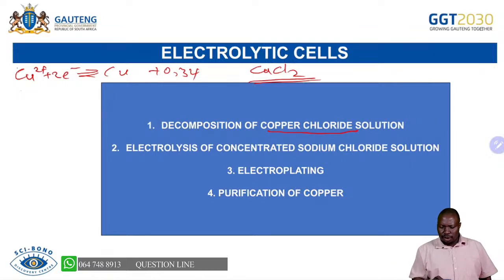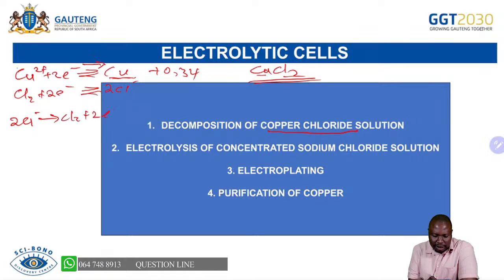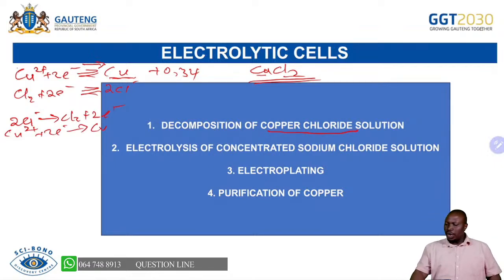You have your Cl2 plus 2 electrons forming 2Cl minus, and you are simply looking for 2 reactions that form copper and chlorine, which means the forward reaction of this one forms copper, so here you will write your arrow forward because it will form copper. And on this one, you will write the arrow backward, which means on the anode, you'll have 2Cl minus forming Cl2 plus 2 electrons. On the cathode, you'll have Cu2+ plus 2 electrons forming Cu. And that's what we are expecting of you to understand.